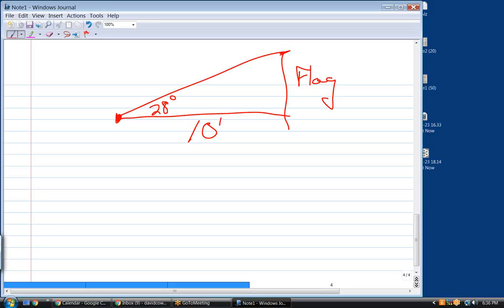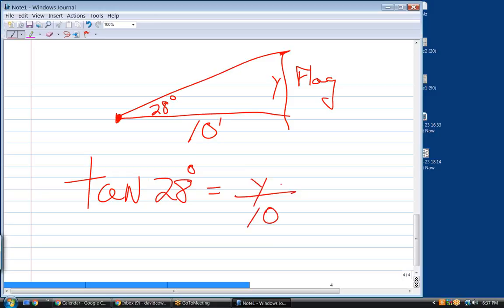So you're looking for tangent. Correct. Always start your equation with the trig function on the left. In other words, we've got the tangent, and let's call the height y. You always take trig functions of angles. So tan 28 equals what? y over 10. Exactly. Which means y, the height of the flagpole, equals 10 times the tangent of 28.